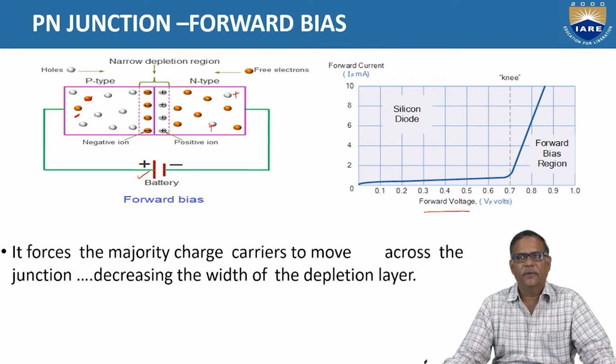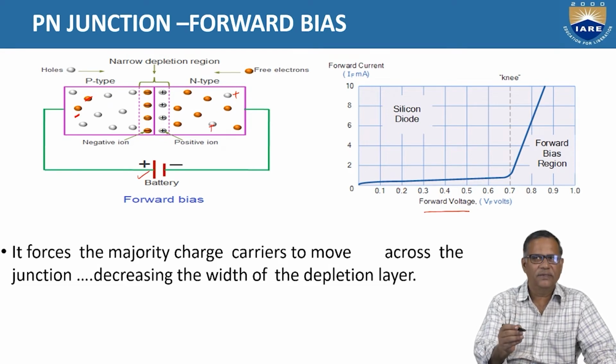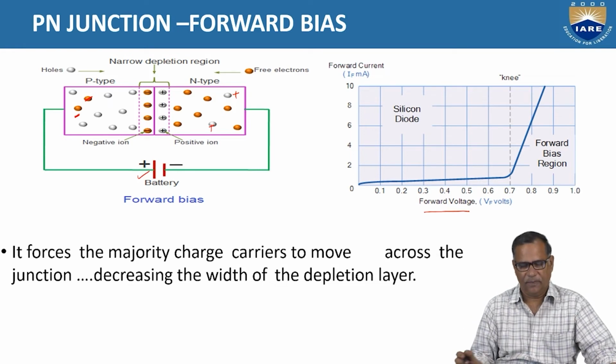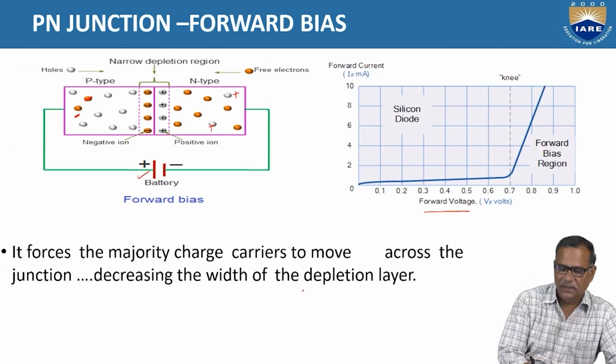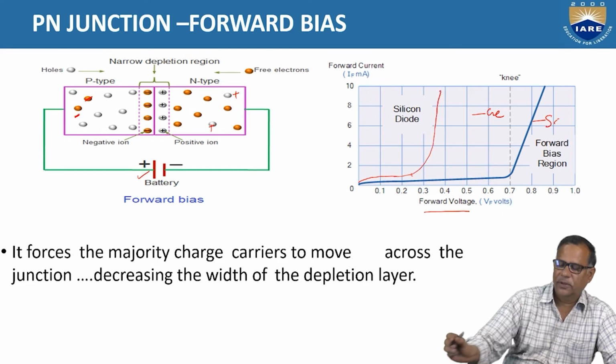Similarly, for germanium diode, because the cut-in voltage is less, even for small applied forward voltages, you get more current. So what happens for germanium diode? You will get the characteristic something like this. The current starts to flow the moment the forward voltage is more than 0.2 volts. So like this. So this is for the germanium and this is for the silicon. Of course, for germanium, you are going to have more current. So it is going to be like this.